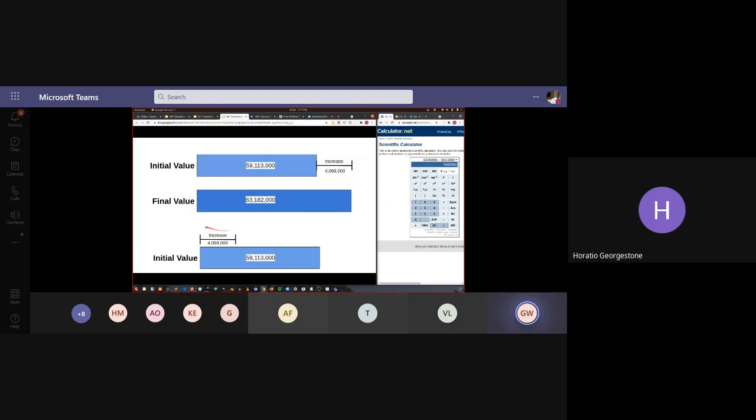We've already learned how to find what percentage a value is of another value. So what we can do is just divide this amount by 59,113,000, and that gives us it as a decimal, and then times it by 100. Obviously we could have done that all in one step, and we get 6.88%. So that's the answer. So it's an increase of 6.88%.